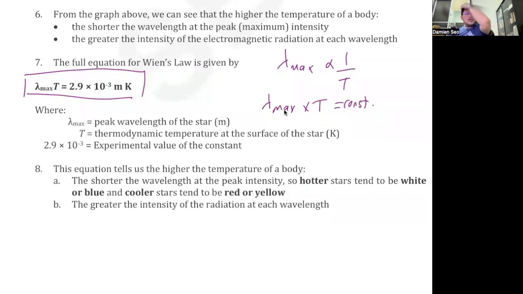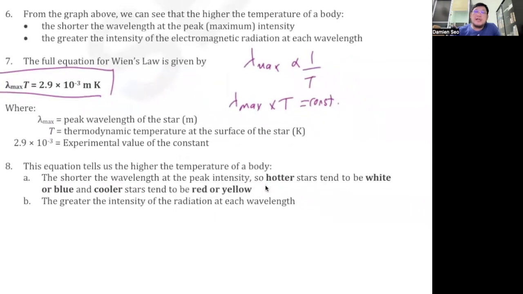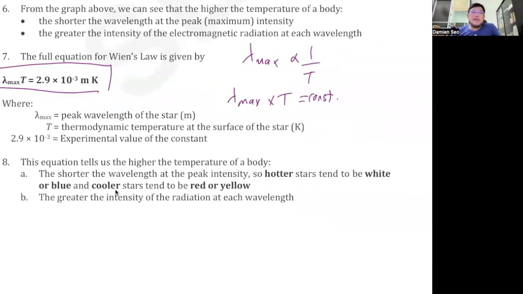So conclusion number one, the shorter the wavelength at peak intensity, the hotter the star tends to be. So it's whiter or bluer towards the shorter wavelength. Remember, violet, indigo, blue. So we say it's a bluer star. But cooler stars tend to be a bit reddish or yellowish. All right. And also the intensity of the radiation at each wavelength is greater.